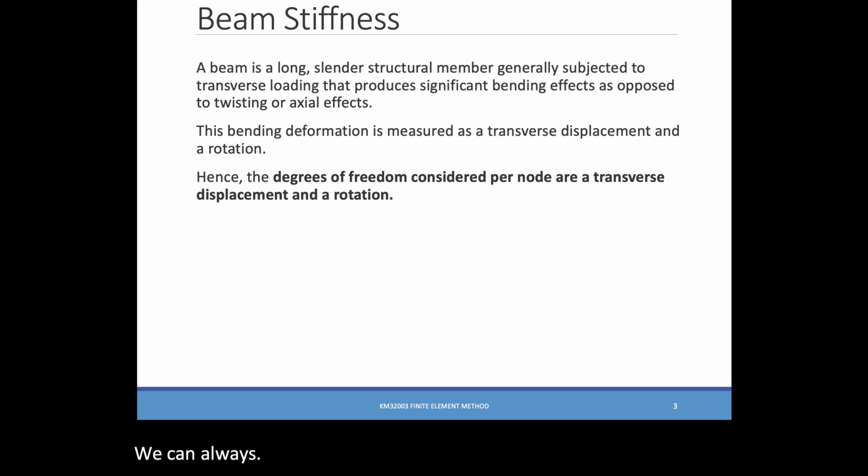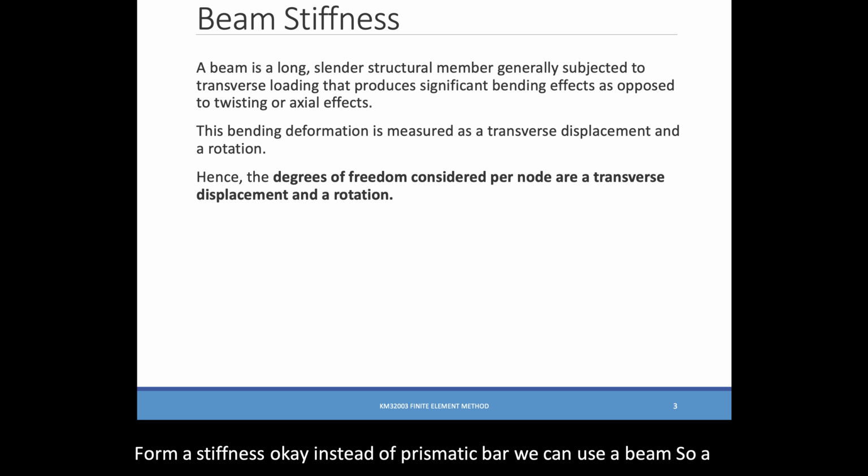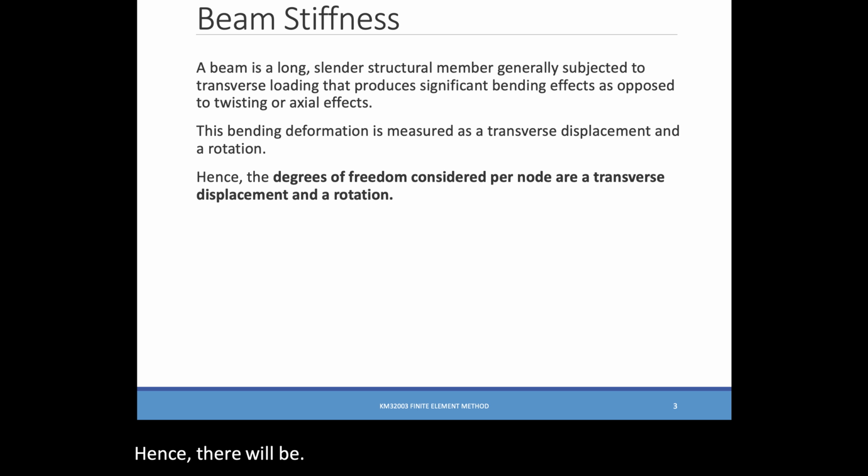A beam is defined as a long, slender structural member that is subject to transverse loading, which is a vertical loading that produces significant bending. Therefore, there will be a moment as a load as well. Hence, there will be 2 degrees of freedom considered per node, which is transverse displacement and a rotation.